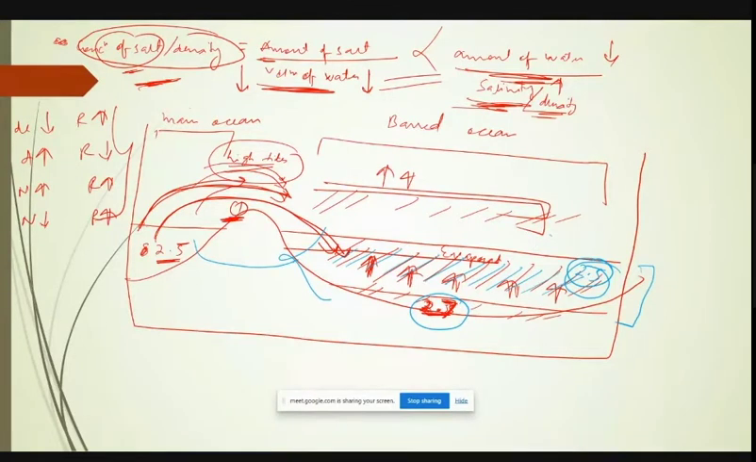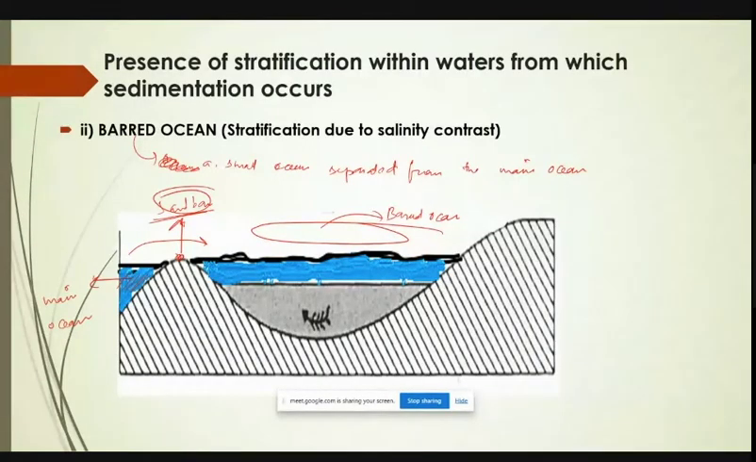So layering has developed. Now in the previous class, we discussed that if layering develops, then it prevents circulation of water in between the two layers. So circulation will be restricted to the top layer. Let me use another color. No circulation will take place involving both the layers. This type of circulation, in which both the layers are involved, will not be possible.